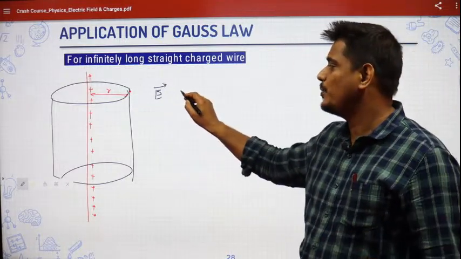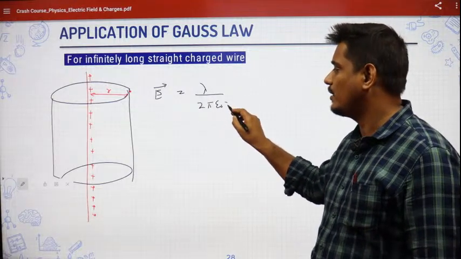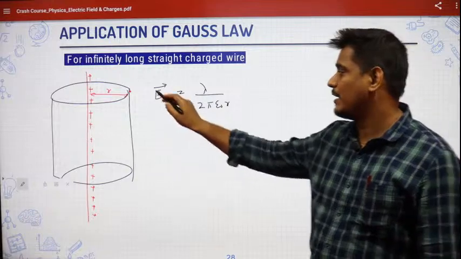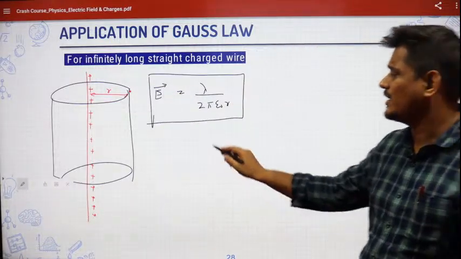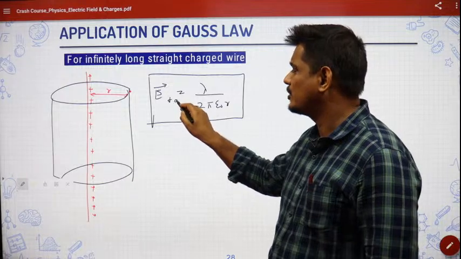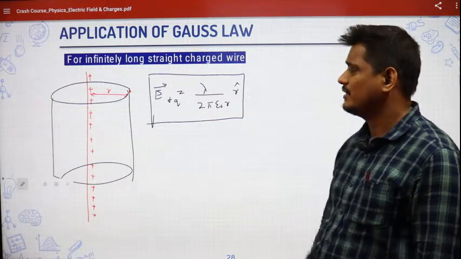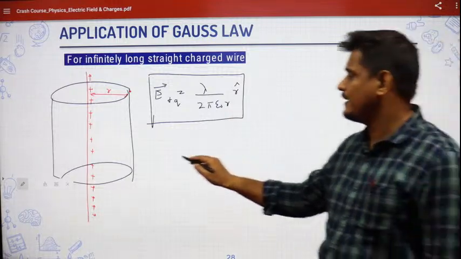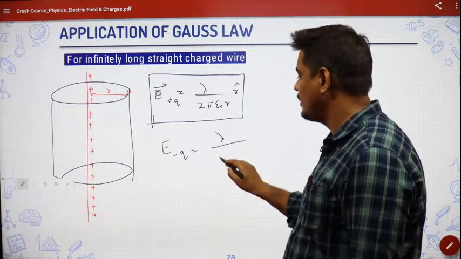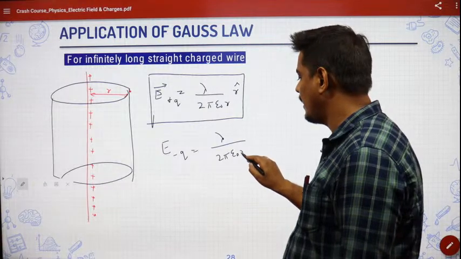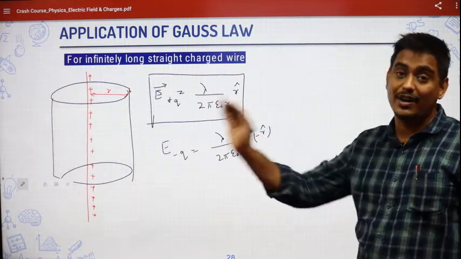So E would be equal to lambda by 2 pi epsilon naught r. Remember this, lambda by 2 pi epsilon naught r. If it is a positive charge plus q, obviously the direction of the electric field will be in the same direction as the radius, that is outwards. And if it is for the minus q charge, then it will be lambda by 2 pi epsilon naught r in the minus r cap direction. This shows that it is inwards towards the wire.